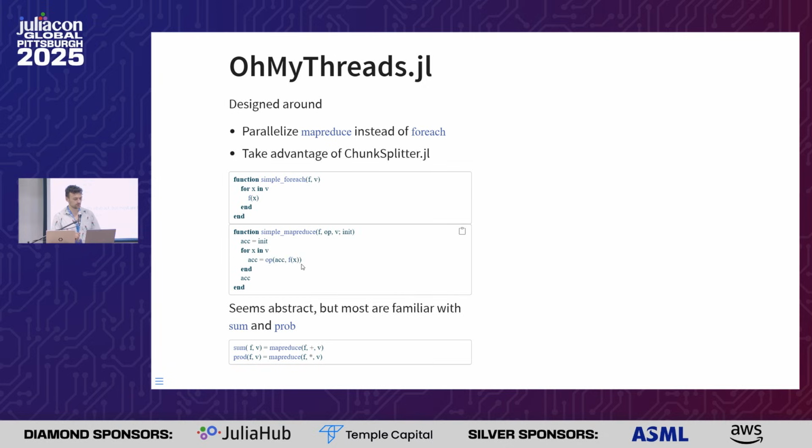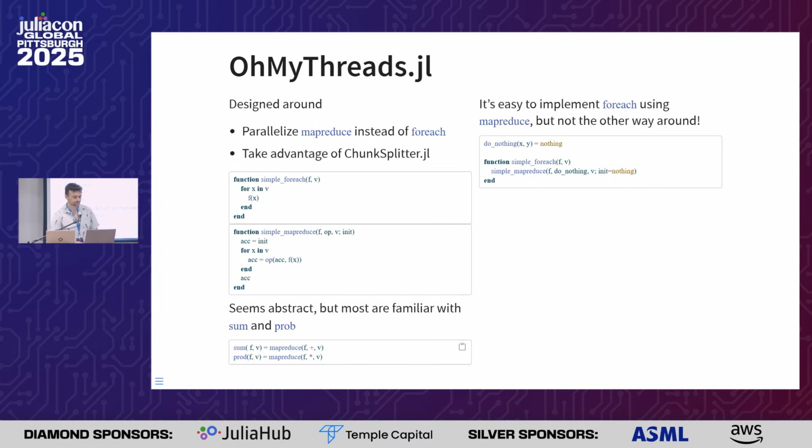This might seem complicated, but you're probably familiar with sum and prod. Both of these are MapReduces, with the plus operator or the multiplication operator joining together items. The thing is that if you have foreach, it's actually kind of hard to implement MapReduce well, at least in parallel. But if you have MapReduce, it's trivially easy to implement foreach. So this is kind of a better starting point, in my opinion.